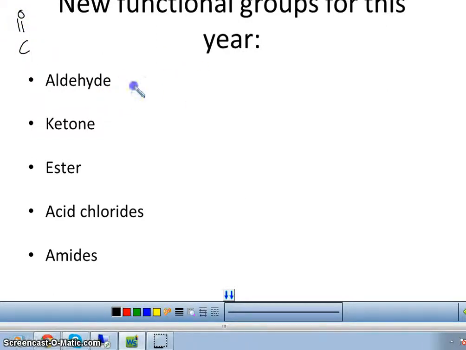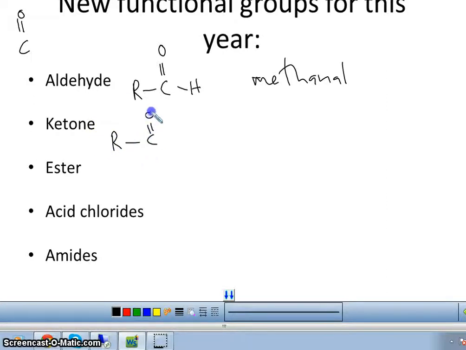Aldehydes will be an R group, which could be pretty much anything, then C double bond O, H. This could be H, and if it was H, then that would be methanal. Could be another carbon, in which case that would be ethanal. Three carbons, propanal. Right, ketones: C double bond O with R and R dash, where these two are carbons, and they could be carbons of different lengths, and they could be branched carbons. The simplest one would be propanone.